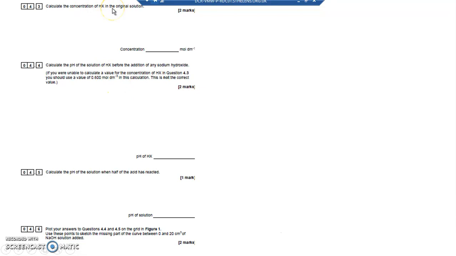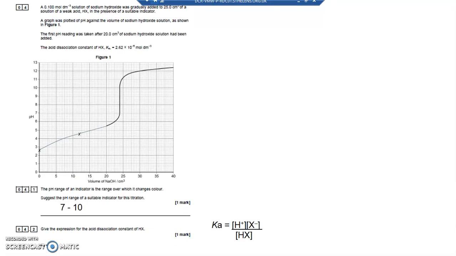Calculate the concentration of HX in the original solution. This is where I've got a bit of a problem. I could work out the concentration of HX if I could work out how much sodium hydroxide I've added to neutralize it. Well, I can use the graph, because at the equivalence point or end point, where it rises very quickly, equal numbers of moles of sodium hydroxide have just neutralized the weak acid. They have just reacted in equal molar quantities.